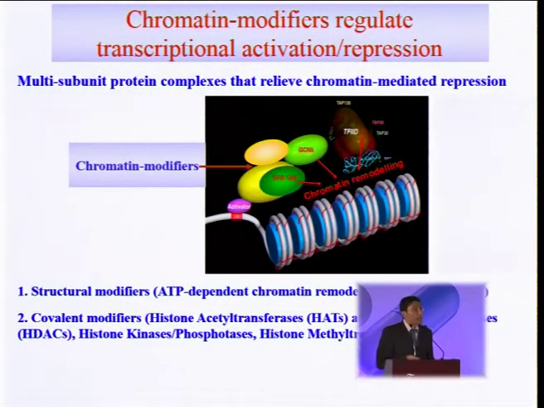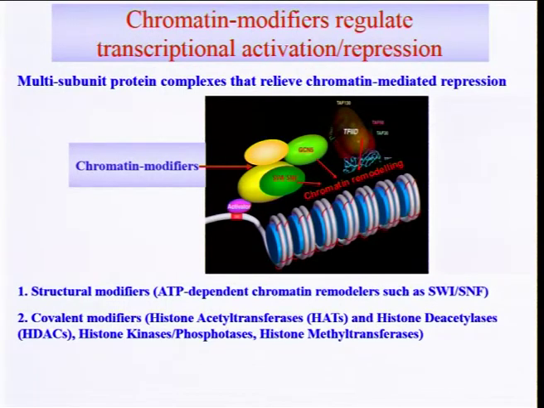Fortunately, in the cells, there are groups of proteins that do this job. These are called chromatin modifiers. The job of these chromatin modifiers is to relieve chromatin-mediated repression. This repressive effect of chromatin is relieved as a function of these chromatin modifiers. These are large molecules from hundreds of kilodaltons in size to megadaltons in size that are recruited by transcription activators to exert their effects and eventually lead to transcription activation or silencing.